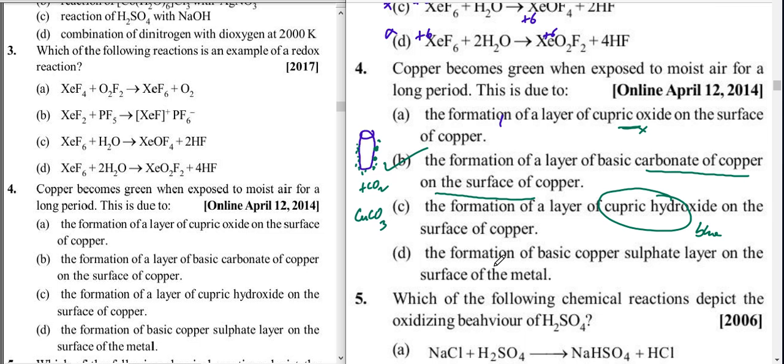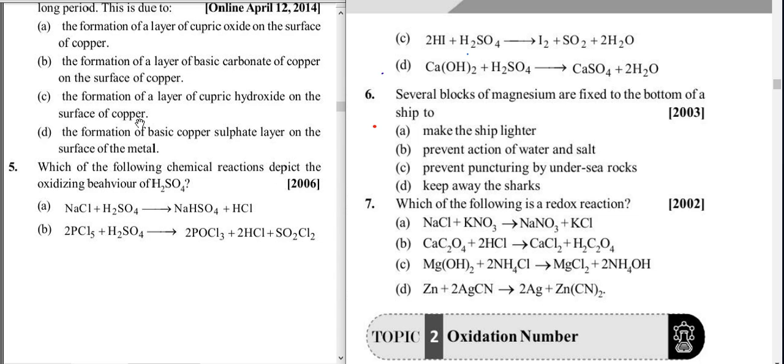Right. Next, fifth question. See here, question number 5. Which of the following chemical reactions depicts the oxidizing behavior of H2SO4? NaCl reacting with H2SO4. The question is asking where the H2SO4 is acting as an oxidizing agent. See, NaCl plus H2SO4, in the product also SO4 is there. That means neither oxidized nor reduced.